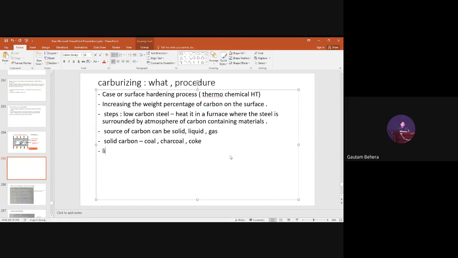In case of liquid, we basically use some salts, cyanide salts, molten cyanides also. And in gas, we basically use some natural gas or some hydrocarbons, natural gases which contain carbon. So these are hydrocarbons, right?